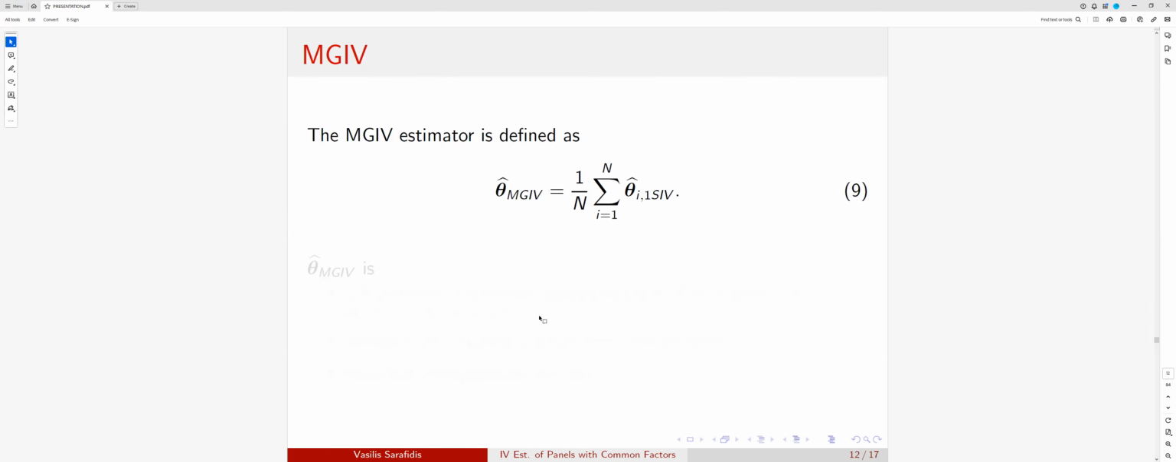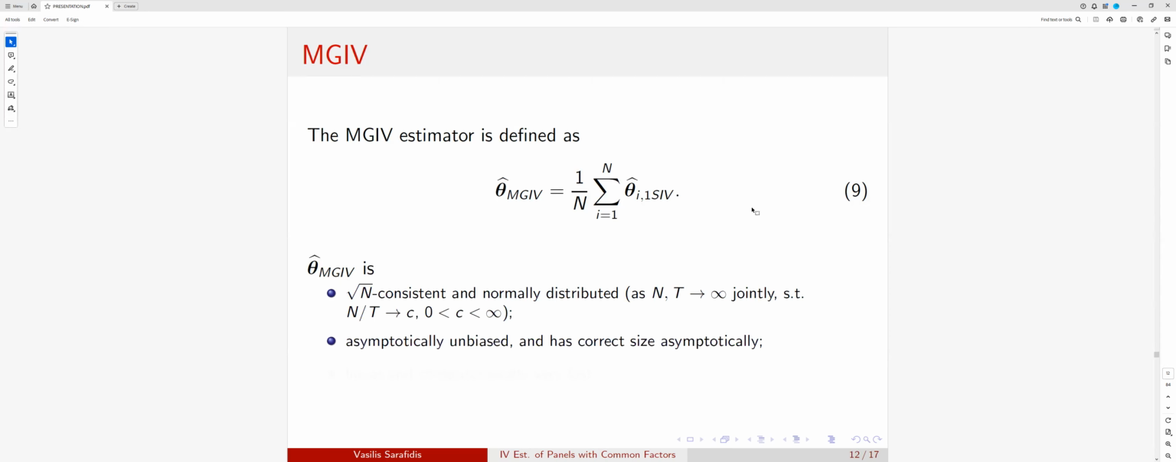Finally, we obtain the MGIV, mean group IV estimator, by averaging individual specific estimates of the slopes. MGIV is square root N consistent and asymptotically normally distributed with mean 0. Therefore, it is asymptotically unbiased and has correct size in large samples without any bias correction.